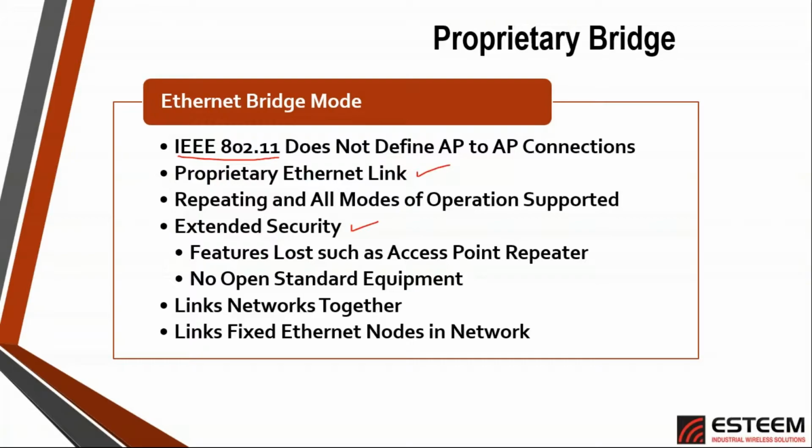The next thing is that repeating in all modes of operation is supported in this Ethernet bridge. For example, you could have a station router or an AP router on one side and an AP bridge on the opposite, and those two will still work when we're creating these connections. We don't lose anything by going through a repeater. In other words, it takes away the open protocol equipment, but it's really designed to link our networks together. And again, these are the links that are fixed, in other words, non-mobile.